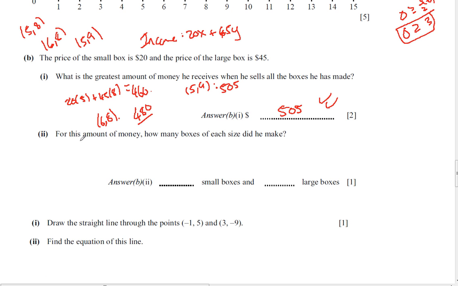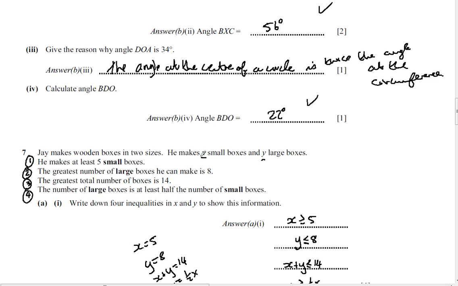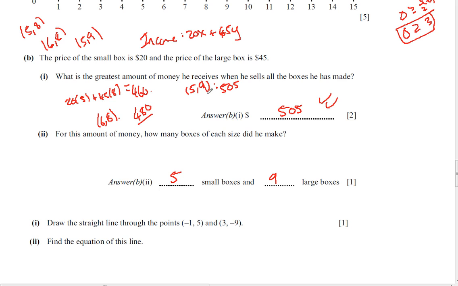So it's the highest. For this money, how many boxes of each size did he make? Well, he made 5 small boxes and 9 large boxes, because remember, x represents the small boxes, y represents the large boxes. So there's your y axis, there's your x axis. It's 5 and 9. x is 5 and y is 9.